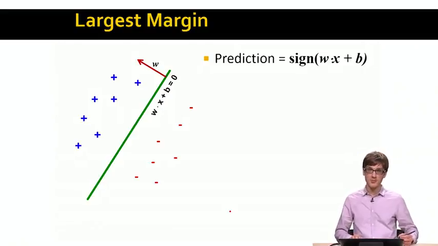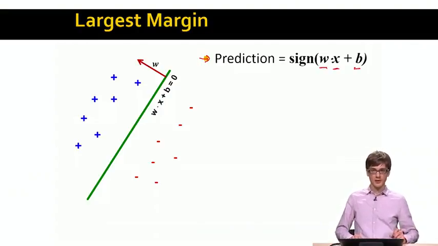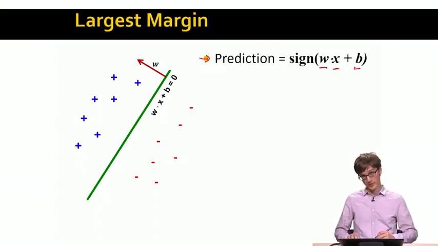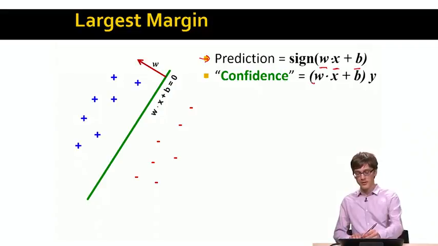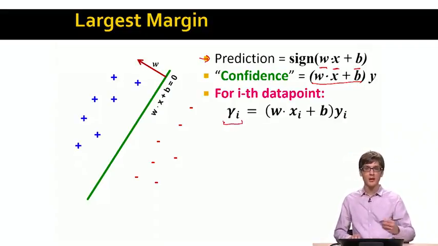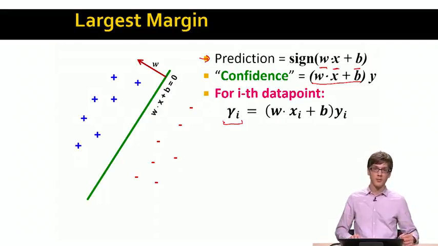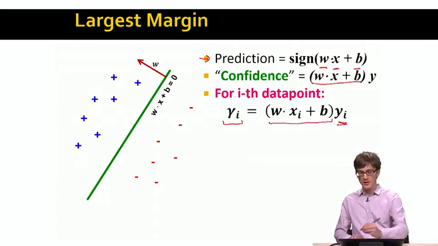The way we do this is very simple. We already know how we will be making predictions. We simply take our vector W, multiply it by x, add b to it, and then based on the sign of this value, we either make a positive prediction or a negative prediction. Now we also just computed the confidence in our prediction. Confidence is simply the value of this whole term. So if we want to know our margin for data point i, our gamma of data point i is simply the confidence in our prediction times the class of that prediction.